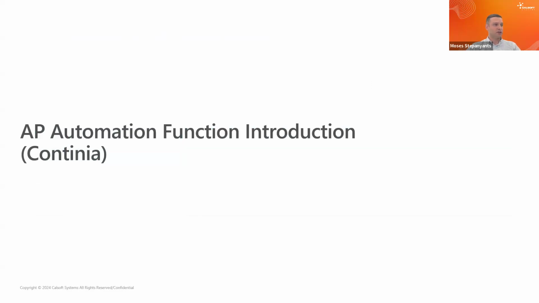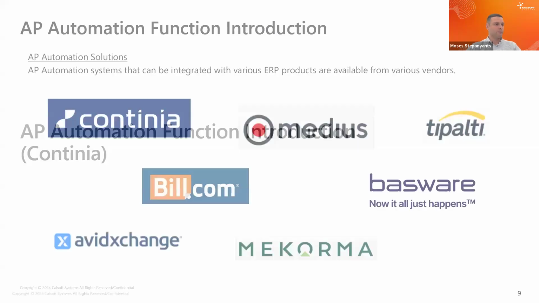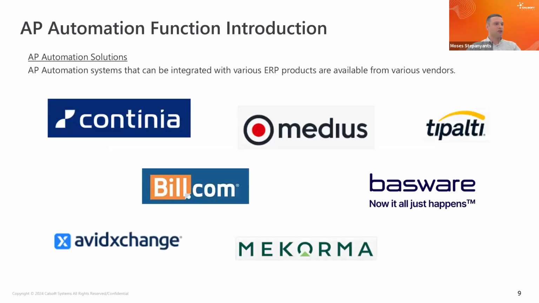AP automation function introduction. This is where I'll dive into the AP automation software that I'll be demonstrating today and talking a little more about, which is Continia. AP automation solutions can be integrated with already existing ERP systems. That being said, it is not something that has to be implemented at the beginning stages of integrating an ERP system for a business. On this slide, I provided a handful of different solutions to give you an idea of what's out there right now in the workspace for AP automation software.